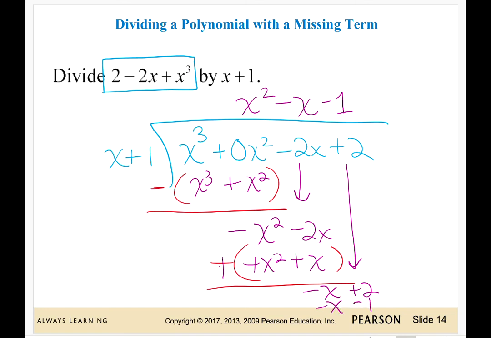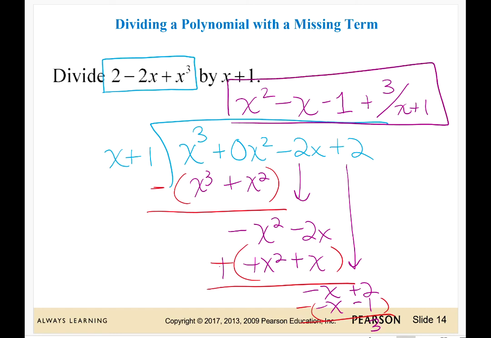I'm going to subtract all that stuff. The x's will go away, and then I get 2 minus negative 1. Again, that's still adding, so 2 plus 1 would be 3. So I have a remainder of 3 this time. So plus 3 over my divisor. All right, so there's my answer.